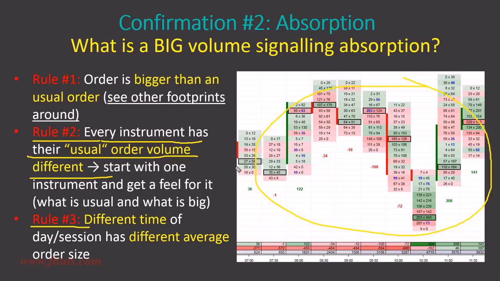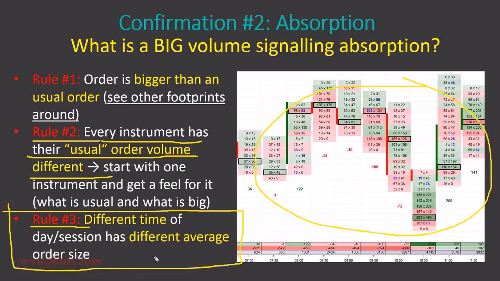Now, rule number 3: different times of day or different sessions have different average order sizes. As you can see in here, those volumes were created at the beginning of the European session. If this was the US session, then this kind of volume probably wouldn't be as huge as it is when it appears in the European session. Alright, so you also need to keep that in mind.